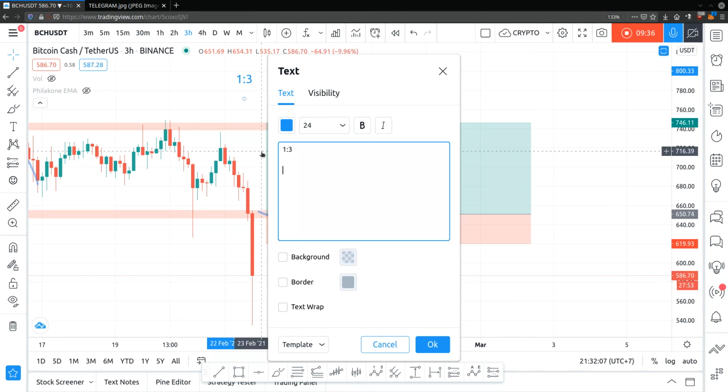So risk is 1. So assuming you're willing to lose $1,000, this is the amount of money you're willing to risk and lose. But if it hits your take profit area of 3, that means you win $3,000. And if you follow this risk to reward of 1 to 3 over the long run, you will make money. That's why it's important to have a stop loss.